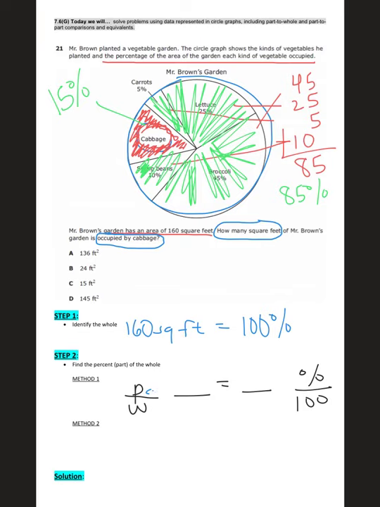So if you want to think about it, this is cabbage over the total area. We know that the total area is 160 square feet. We do not know the part, or the area that the cabbage covers. We know that all percents are out of 100. And then we just did the legwork and figured out that cabbage is 15% of his garden.